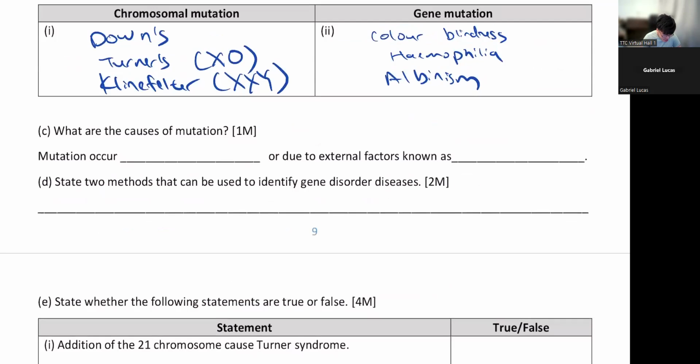So what is the cause of mutation? Mutation occurs randomly. Anyone can get mutation, or it can be due to external factors known as mutagens. These mutagens are factors that make you more likely to be mutated, like X-ray, radiation, UV ray, carcinogens, things like that.